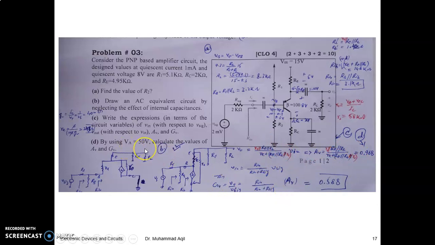Now if you put in the values to get R naught and other things, by putting all these values here you get 0.968. Your AV is nearly 1 in common collector configuration, and your GV is less than AV, but it depends on your R signal and R in, right? So this is all about the PNP transistor. Please do the other configurations yourself. Everything we have studied for the NPN transistor will be included in the terminal examination.